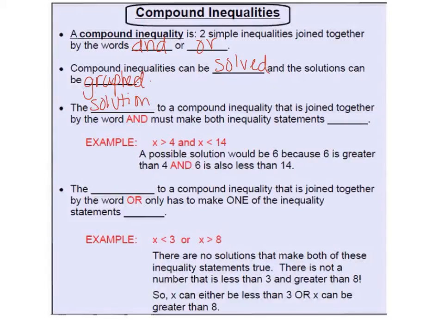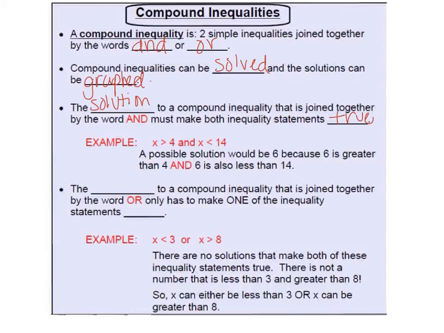The solution to a compound inequality that is joined together by the word and must make both inequality statements true. So, for example, if we have a compound inequality that says x is greater than 4 and x is less than 14, both of those statements must be true. The solution must make both statements true. So, a possible solution would be 6. 6 is greater than 4, and it's also less than 14. That solution makes both statements true.